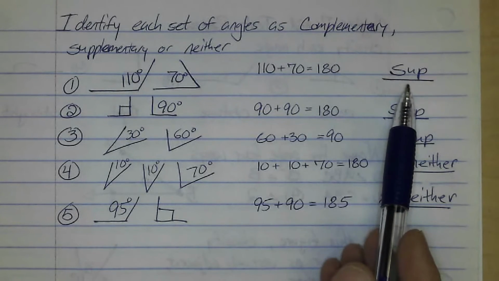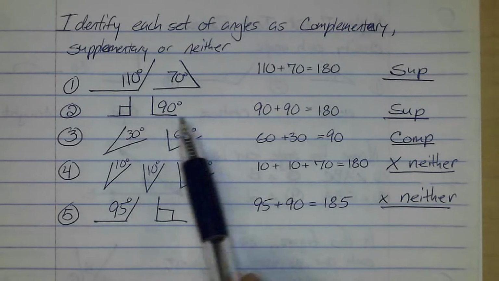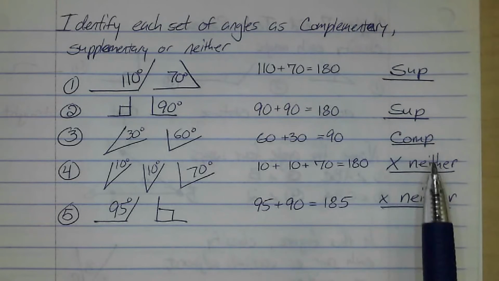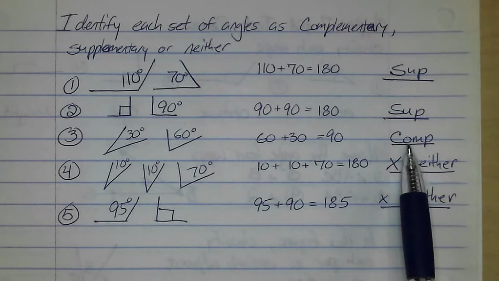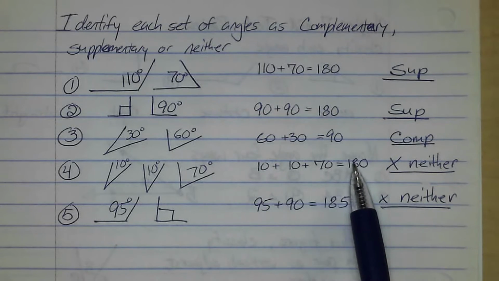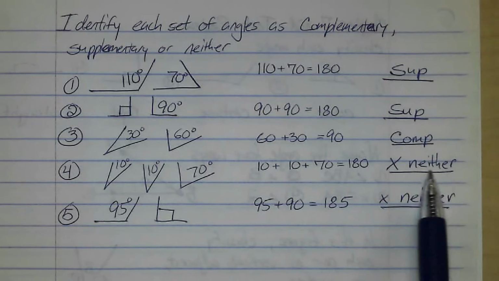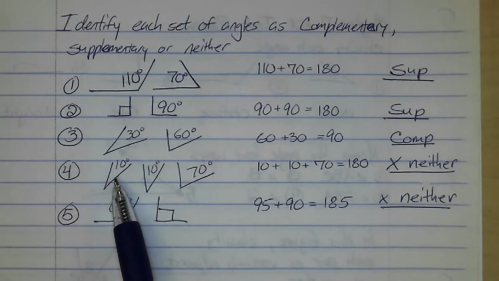Alrighty, well the first pair adds up to 180, so that's going to be supplementary. The next pair adds up to 180, that's also going to be supplementary. The next pair adds up to 90, that's complementary. The next pair adds up to 180, so it's neither.